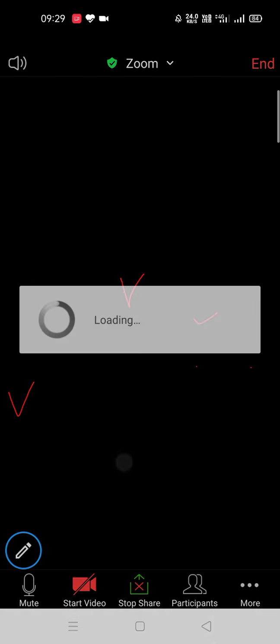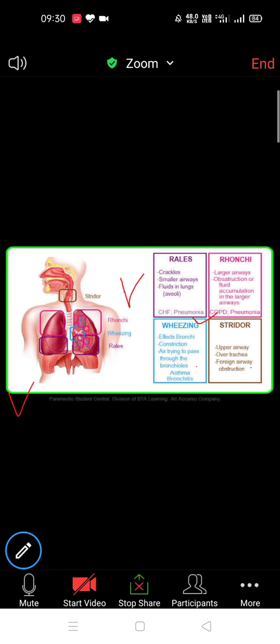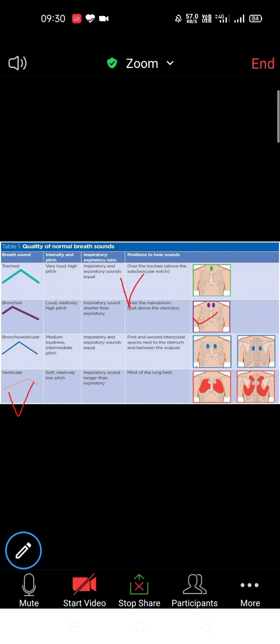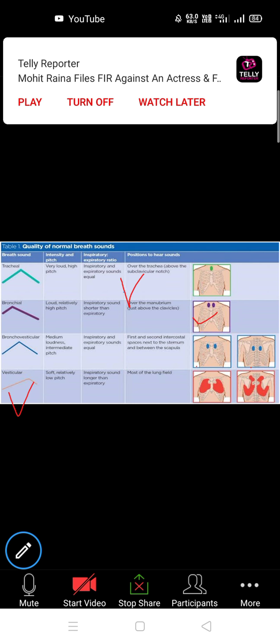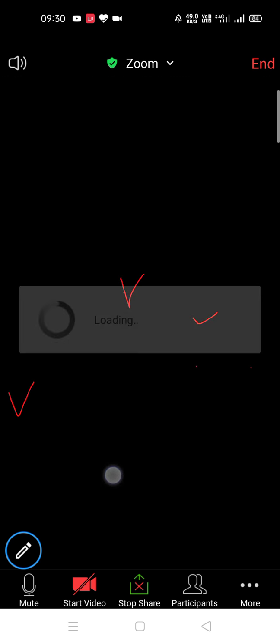Okay, then these are the abnormal sounds. So abnormal sounds are like rales, ronchi, then stridor and wheezing. So all these are the abnormal lung sounds. Clear? So normal sounds are bronchial, vesicular and bronchovesicular. These three are the normal sounds. And the abnormal are rales, ronchi, stridor and wheezing. So all these sounds you listen, then you will be able to differentiate what is rales, what is ronchi and what are the normals. So for this I'll be sharing you some YouTube videos, so all of you make sure that you listen to those sounds. Okay, clear?